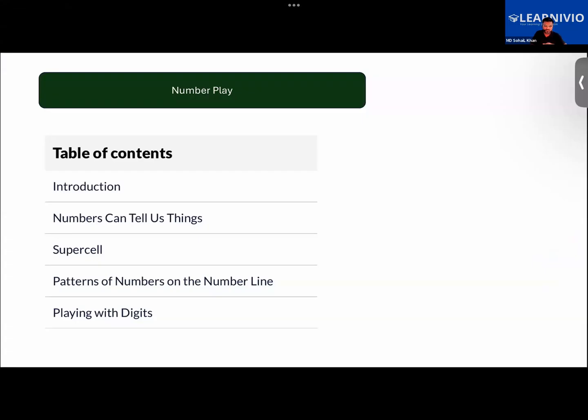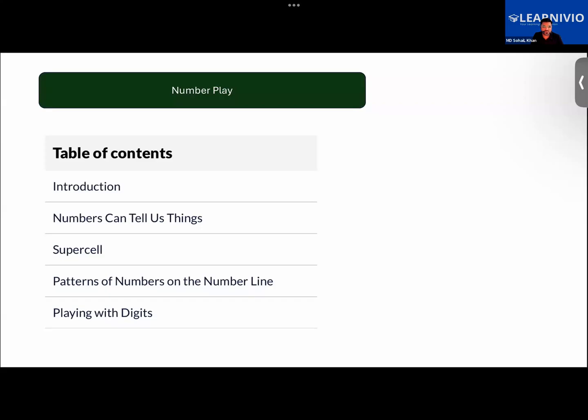The chapter that is chapter number 3 in the NCERT book. You will find it as chapter number 3, Number Play. Number Play is a fun way to explore and understand numbers. We'll be exploring numbers in this chapter and we will discover some new patterns in the numbers.